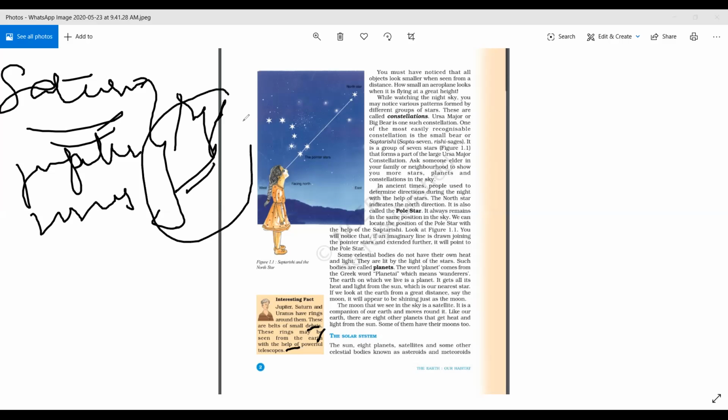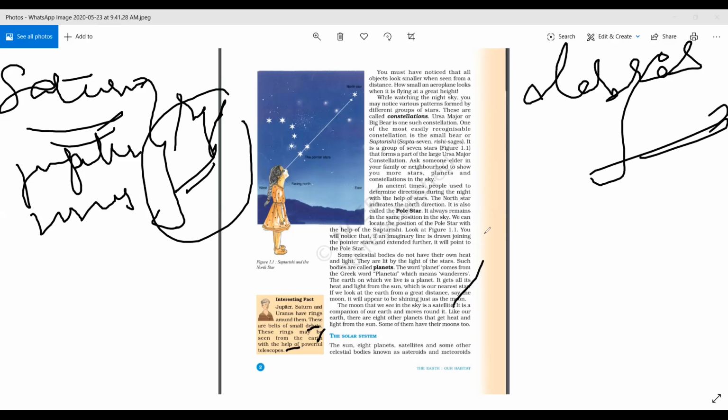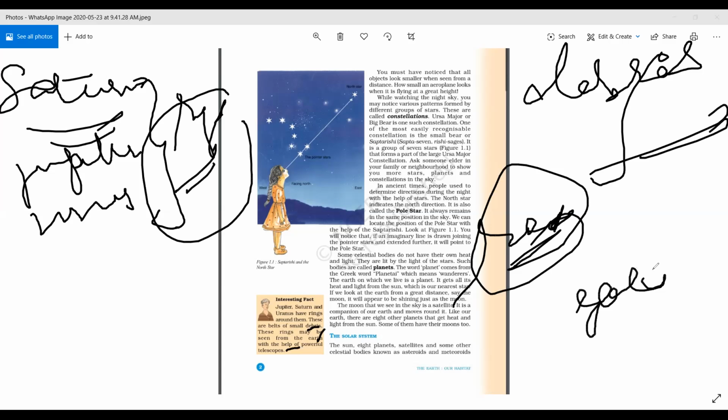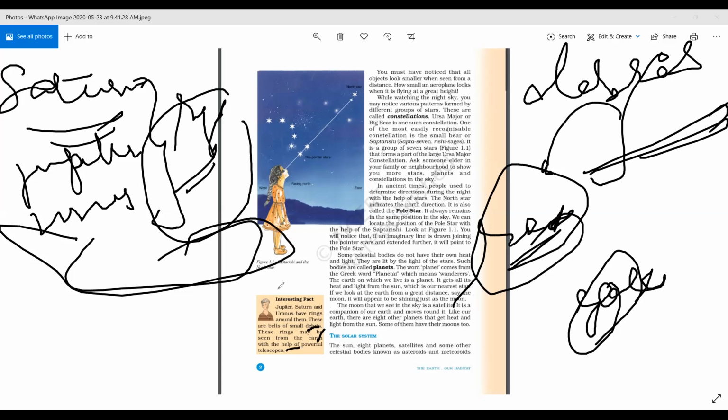Now, you know what all these rings are made up of? These are made up of debris. What is debris? Small kind of rocks, you can say. Giant rocks. So these are made up of rocks. Debris are rocks. So the rings around these planets are made up of debris.